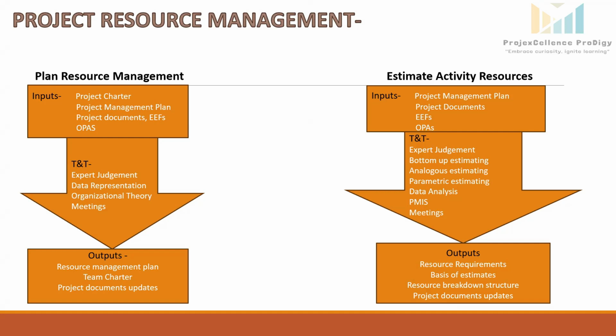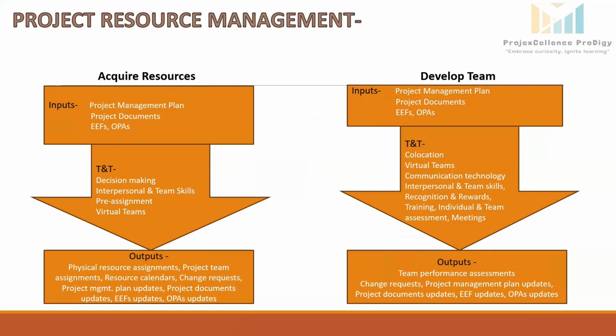The next process is acquire resources. In this process, we obtain the people, facilities, equipment, materials and supplies which are needed to complete the project work. This process is performed as needed throughout the project life cycle. So, the inputs here are the project management plan. The project management plan and its subsidiary plans, such as the resource management plan, procurement management plan and cost baseline, will play a key role in providing the inputs for this process.